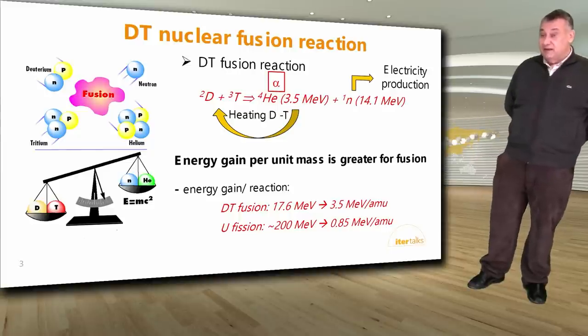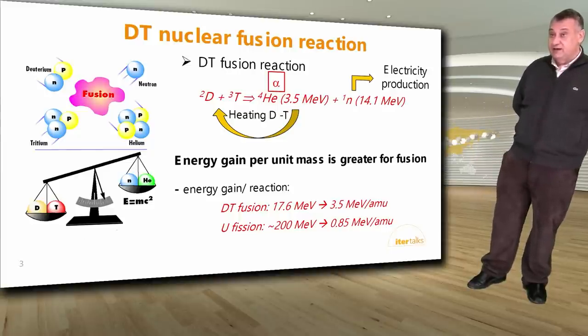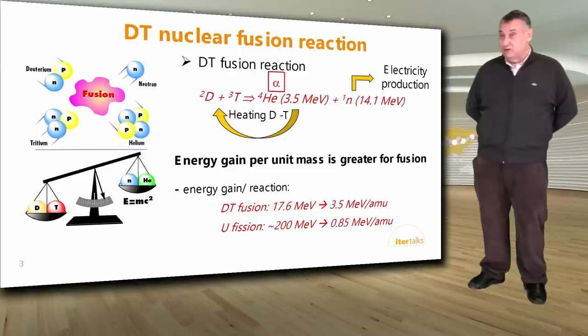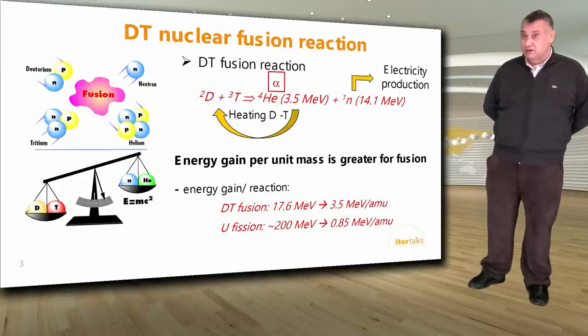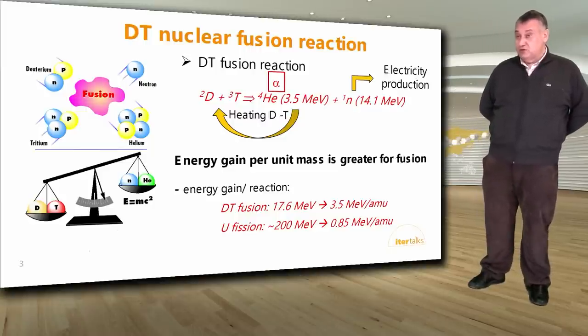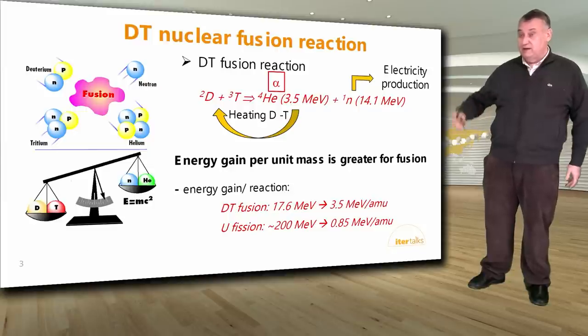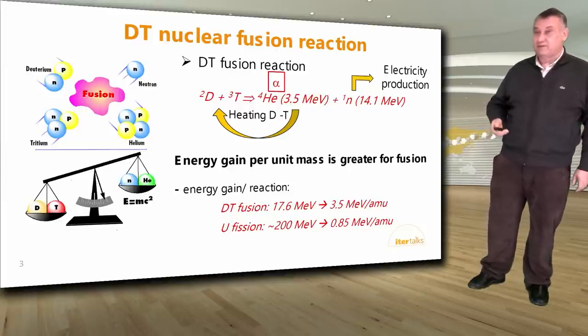The main advantage of this reaction is that it has a very large energy production per unit mass converted. So compared, for instance, to other fusion reactions, the DT fusion reaction per nucleon in the nuclei is about four times more effective.